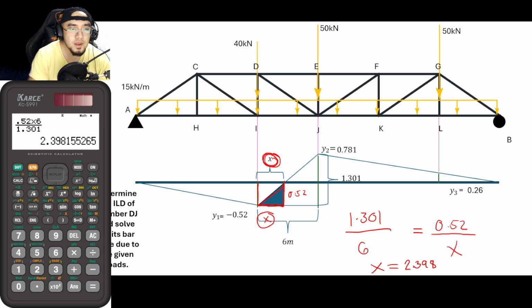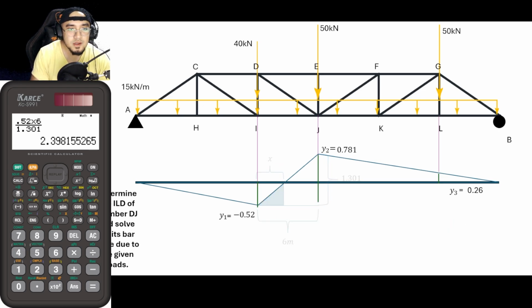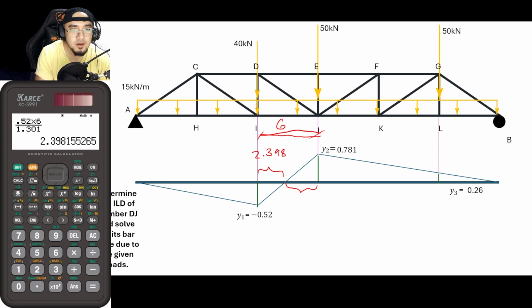Okay, so meaning that this distance here is 2.398. And from that, guys, if this whole distance is equal to 6 meters, then for this distance here, that is 6 minus 2.398. So that is 3.602.